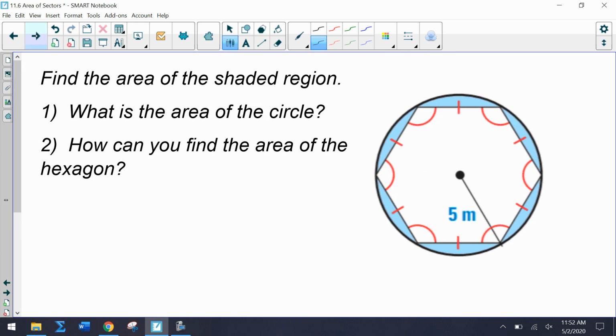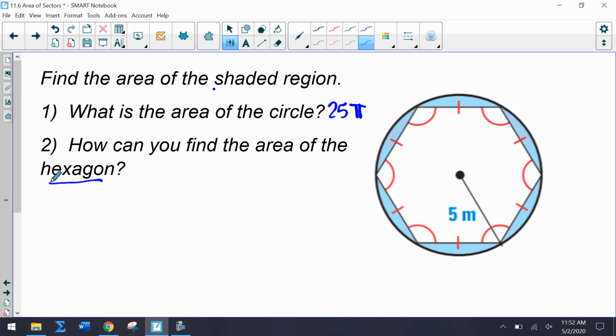All right, this one's a bit different. We want to find the area of the shaded region. And the radius of the circle is 5 meters. So what's the area of the circle? I got 25 pi. So if we find the area of the circle, 25 pi, we could subtract away the area of this hexagon to then be left with the area of that blue shaded region. So the area of a hexagon is different. We have to think about how we can find this.